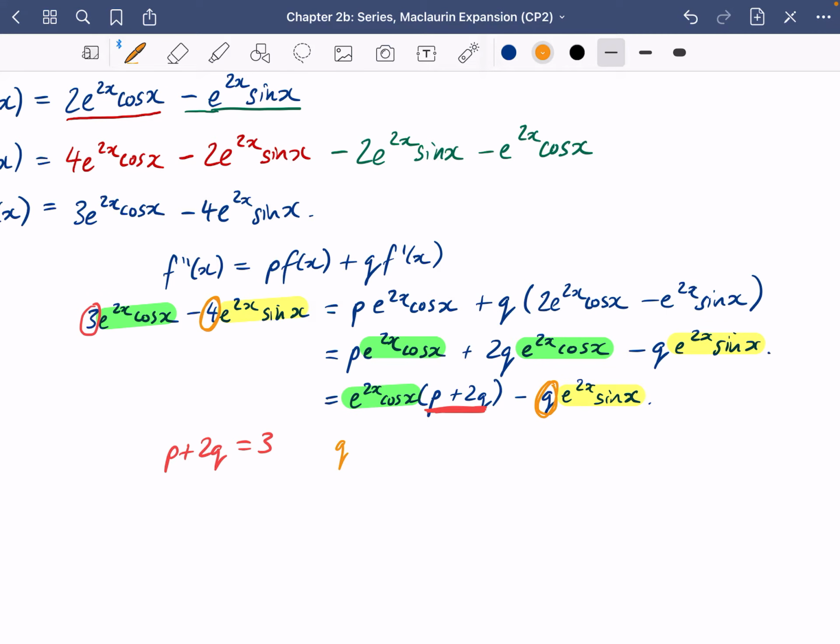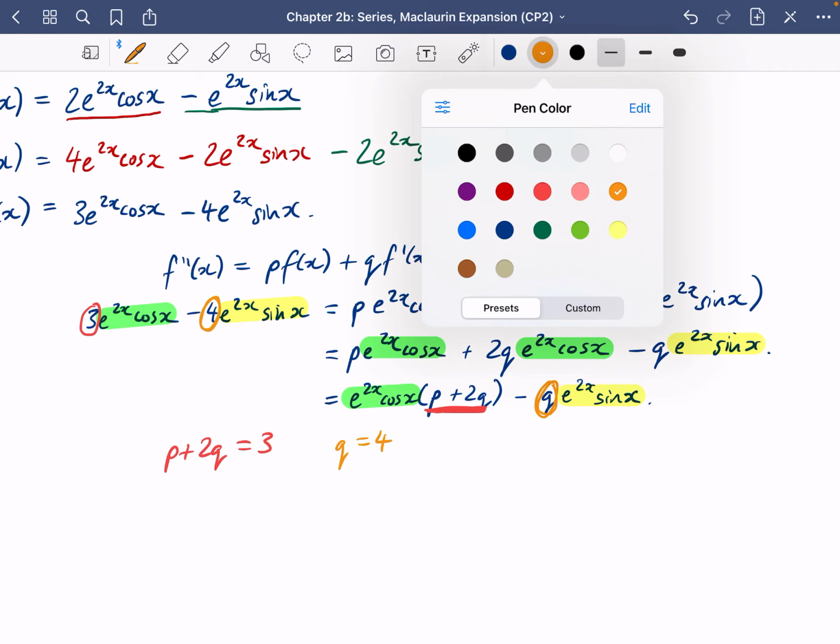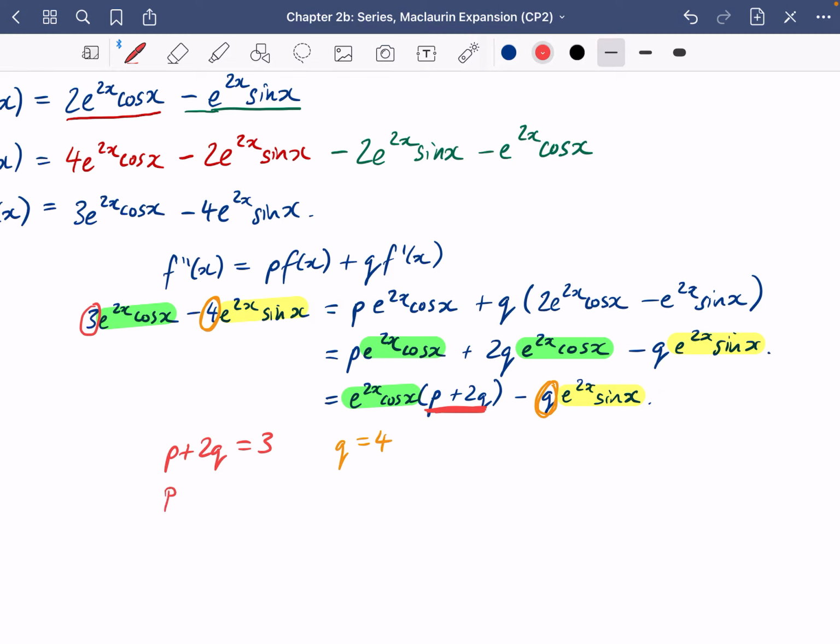So that means that q is equal to 4 and p plus 2q is equal to 3. So I can now solve that equation, because p plus 2q, which is p plus 8, is equal to 3. And so p is equal to minus 5 and q is equal to 4. So what we have here is that f double dash x is equal to minus 5 f of x plus 4 f dash of x, okay?